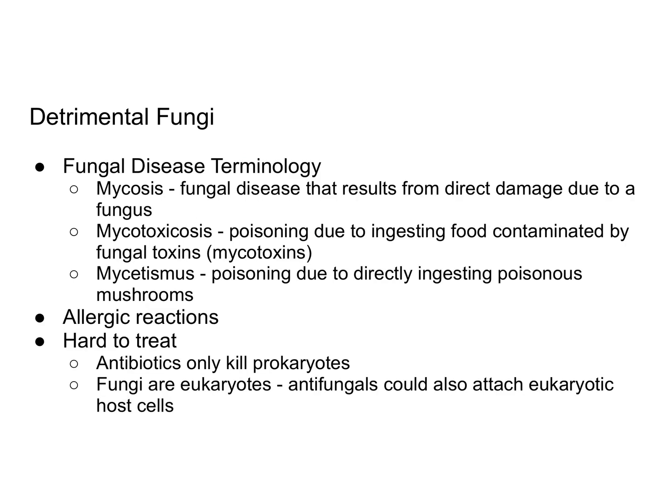There are a couple of different terms associated with fungal disease, and it kind of depends on how the fungus is causing harm to the host. So first of all, mycosis is a fungal disease that results from direct damage due to a fungus. An example of this would be something like valley fever or ringworm. And we will talk about these in more detail on some future slides. Mycotoxicosis is poisoning due to ingesting food that is contaminated by fungal toxins. And fungal toxins are also called mycotoxins. So an example of this would be those aflatoxins produced by the Aspergillus.